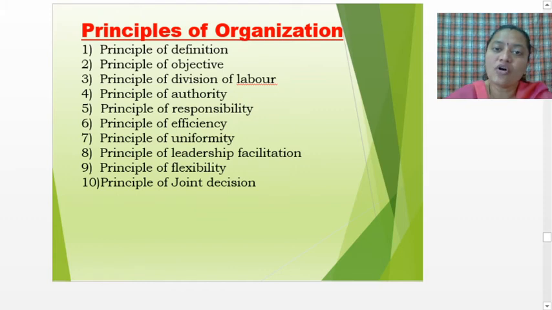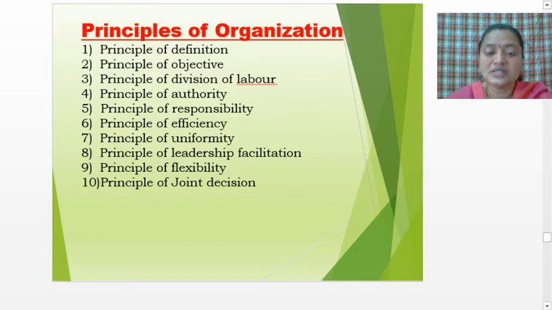Then principle of flexibility. What do you mean by flexibility? Changes. Okay, means it doesn't mean that the organization should run with the same old routine pattern. Apart from that, some kind of changes can be brought in the organization. Like imagine that if a new machine has been introduced or launched in the company, because of that also changes can be done. Introduction of a new product or new machine.